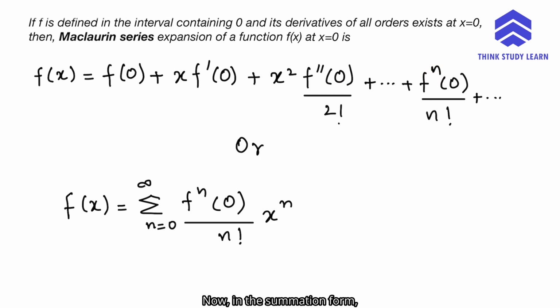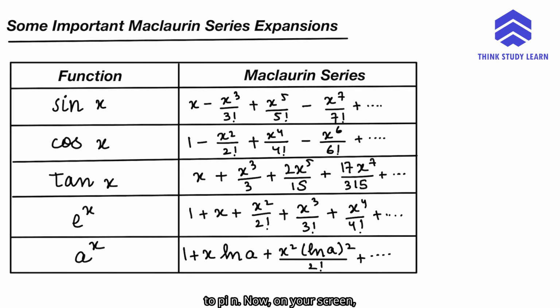Now in the summation form, we can write it as the sum from 0 to infinity of f nth derivative of 0 over n factorial x raised to power n. Now on your screen, we have given you some important Maclaurin series expansions. The expansions of sin x, cos x, tan x, e raised to power x, and a raised to power x. Now you need to remember each of the expansions because it is very important and may be asked in your entry test examination.